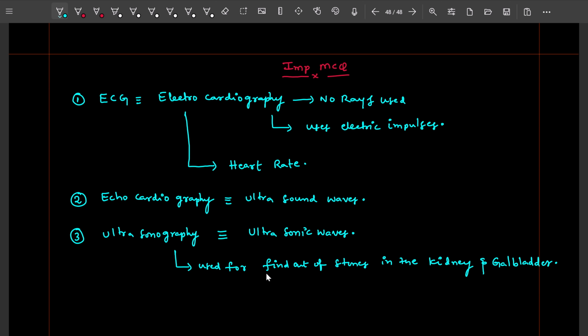It is also used to examine the fetus during pregnancy. Okay, this is the thing.